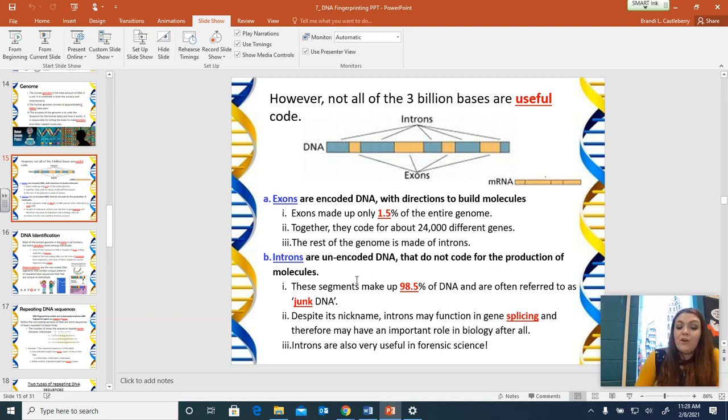So they are kind of considered as junk DNA because they are not coding for anything specific, and that's making up 98.5% of our DNA. Despite its nickname, however, introns may function in gene splicing and therefore may have an important role in biology. So it's not that we don't use introns. It's not that I can't use it to create my DNA fingerprint or anything like that. It just means that they're not coding for a specific molecule.